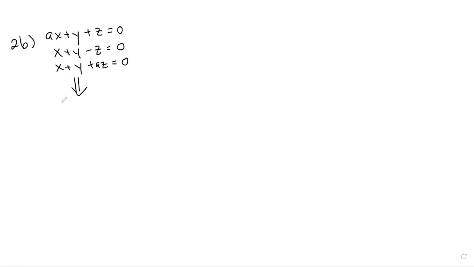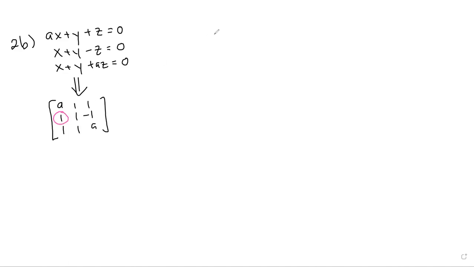Because I've got all the zeros on the right, I am not going to use an augmented matrix. I'm just going to use the coefficients. So for the x's, I've got A, 1, 1, the y's are all 1, and the z's are 1, -1, and A. And I don't really need the 0 column to keep track of that. So I'll just do the usual and start using one of the ones to eliminate everything else.